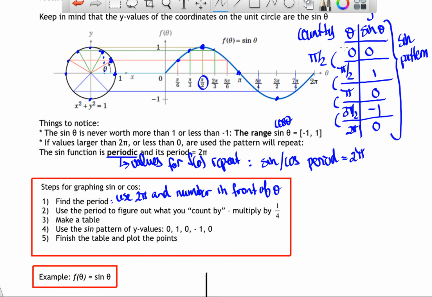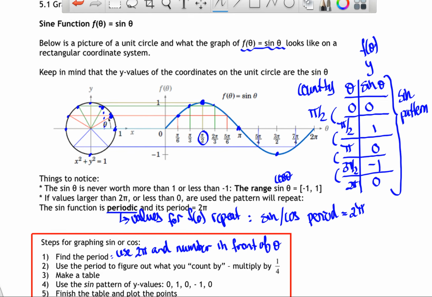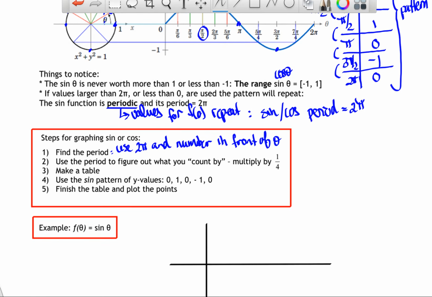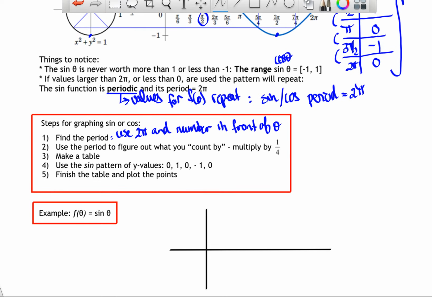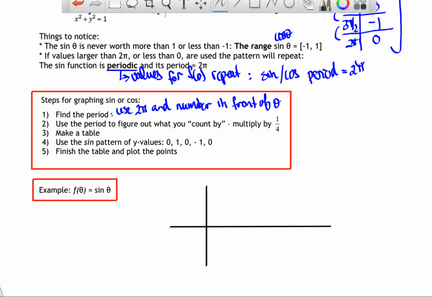And the count by splits our period into 4 equal parts. Okay, and that's really what we want, just 4 equal parts. Then we make a table, then we use the pattern of the y values. So that's the pattern that I just tried to explain, and then we're going to finish.